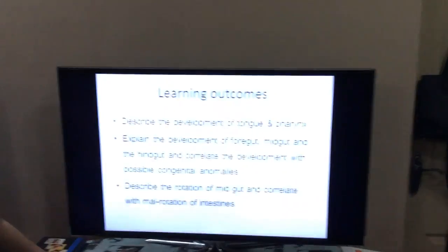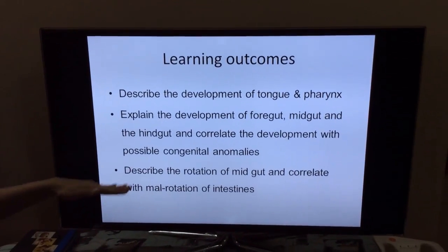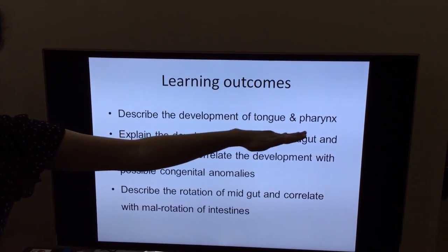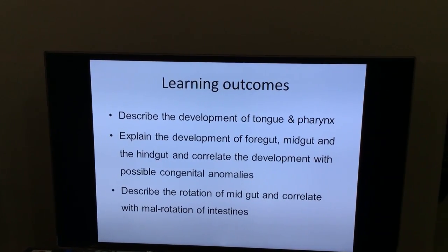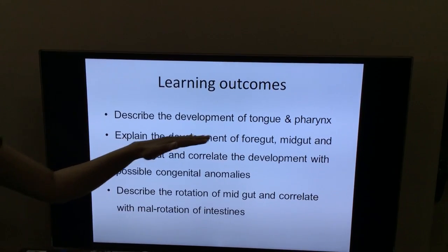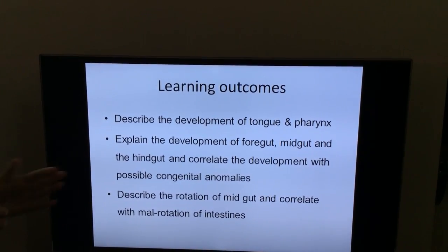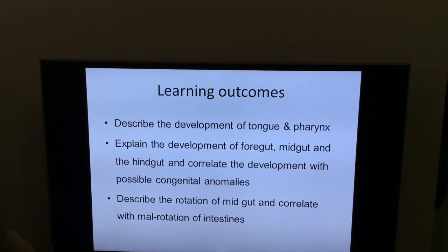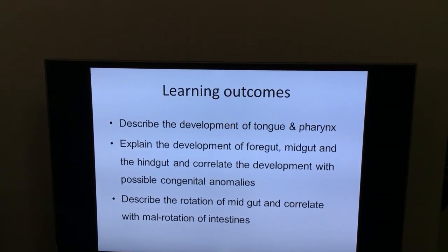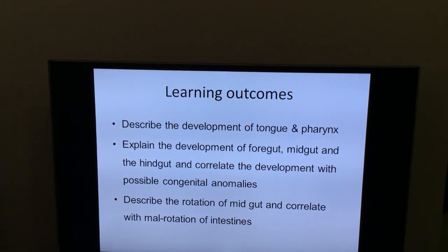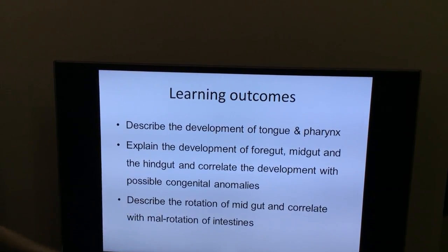Gastrointestinal tract development. These are the learning outcomes. Here I will also be covering the tongue and the pharynx, because even the tongue and pharynx are part of the gastrointestinal tract. I will be covering the development of the foregut, midgut, and hindgut in different videos. I will also discuss the related congenital anomalies, mainly focusing on the rotation of the midgut and its clinical correlates.